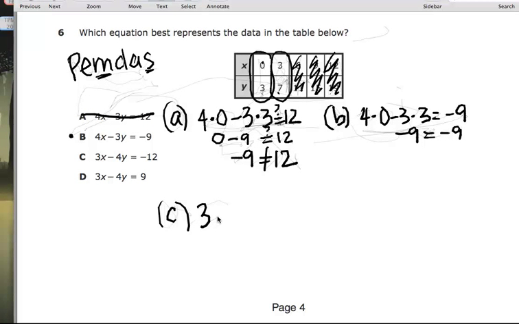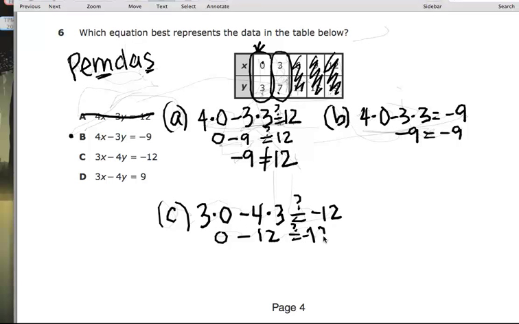Wherever I see the letter X, I replace it with the number 0. Wherever I see Y, I replace it with the number 3, just because I'm using the first ordered pair right here. And I want to prove that it's equal to negative 12. Well, 3 times 0 is 0, minus 4 times 3 is 12. Well, if I started out with 0 and I take away 12, I'm going to end up with negative 12. And that is indeed equal to each other. So I'm going to put a dot by C.